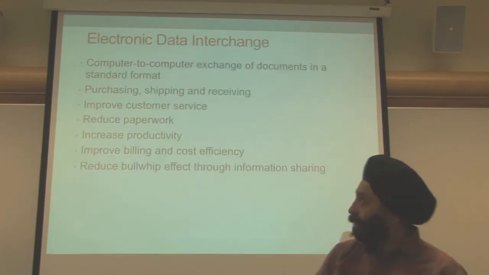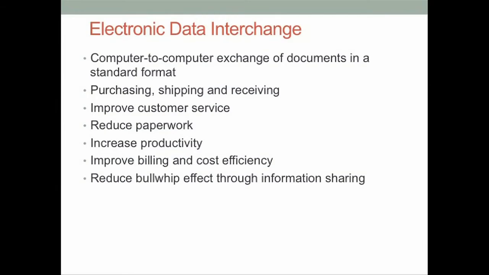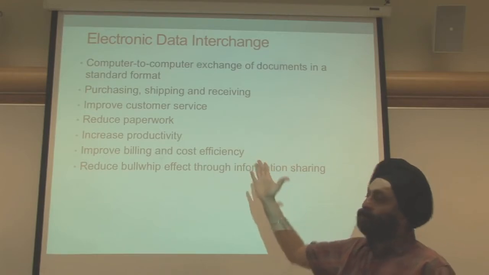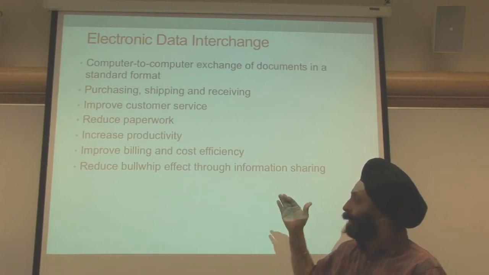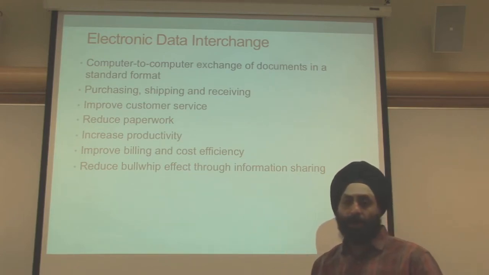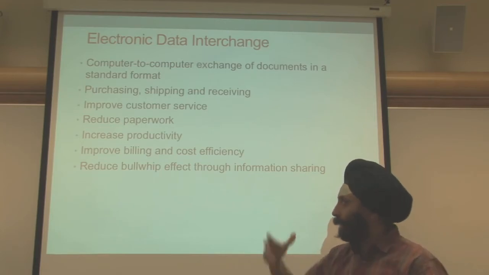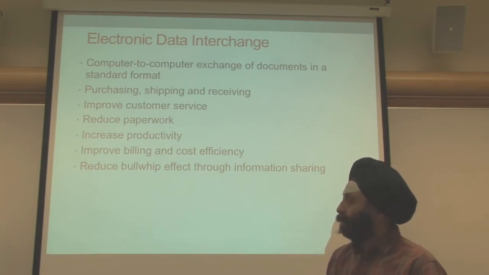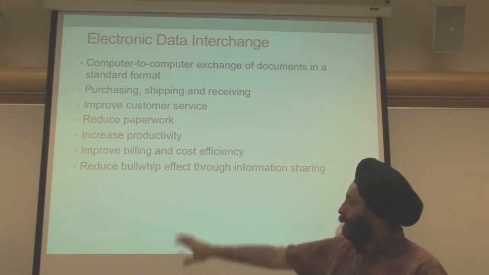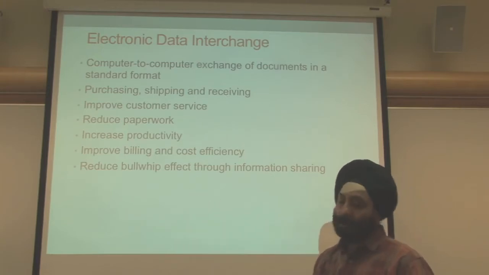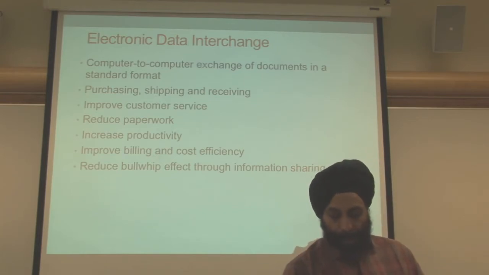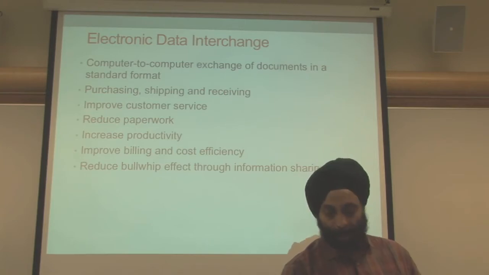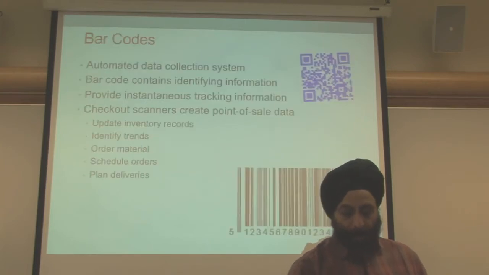So let's look at electronic data interchange. It's a computer exchange of documents in a standard format. It can be used for purchasing, shipping, and receiving. Improve customer service, reduce the paperwork, increase productivity, improve billing and cost efficiency. Some of the things that are obvious that are associated with electronic data interchange, rather than pushing paper. Also reduce the bullwhip through information sharing, so that more accurate information is being shared in a timely fashion, thereby reducing the need for padding the inventory numbers.